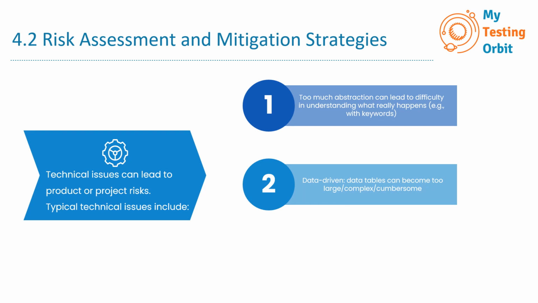Number two, data-driven. Data tables can become too large or complex or cumbersome. So we covered data-driven scripting earlier as well, where data is used to configure or drive the behavior of the system. However, if these data tables become too large or complex, it can result in several risks. For example, it can result in performance issues. Large data tables can slow down the system, leading to poor user experience or even system failures.